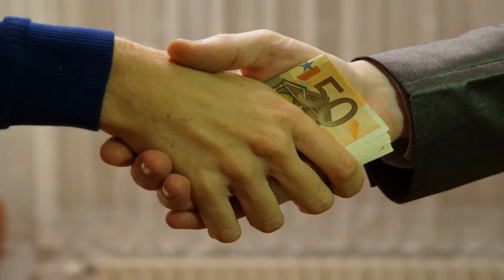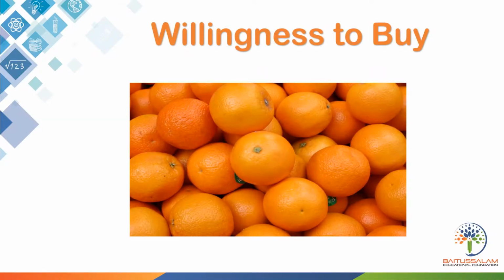The second part of the effective demand is willingness. Willingness is basically the quality or state of being prepared to do something. For instance, if you entered the fruit market with 2 oranges, which you are satisfied with, and thus you don't want more oranges. However, along with the oranges you have 20 rupees in your pocket. In this case you have the ability to buy oranges, but you are not willing to.